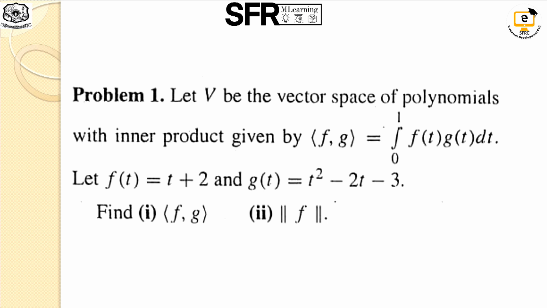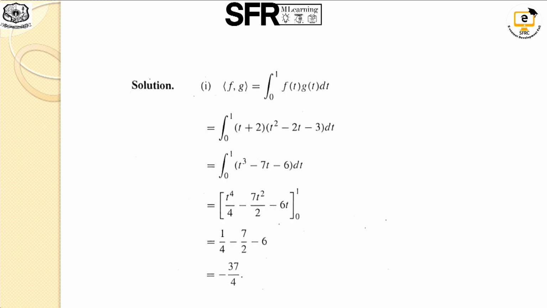Next is an example. For this inner product, we are to find the inner product and the norm. Here V is the vector space of all polynomials, with the inner product defined. So we have to find the inner product between f and g, and also find the norm. Let's find the inner product. The inner product of f and g is, by definition, the integral from 0 to 1 of f of t g of t dt. f of t and g of t are given in the problem, so we substitute them, and after simplification, integrating and substituting the limits, we get the answer minus 37/4.